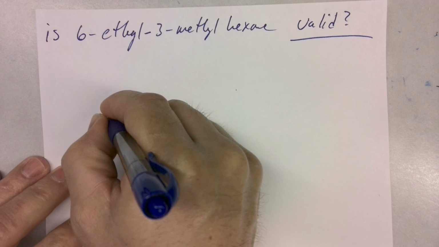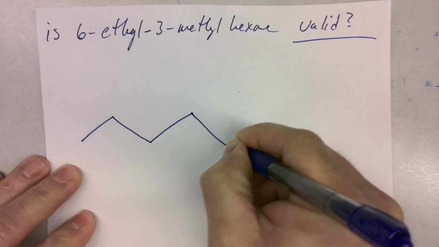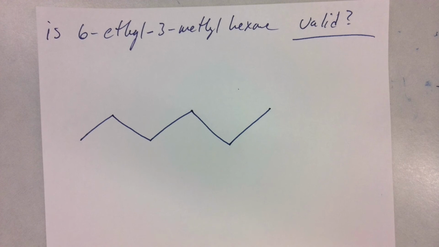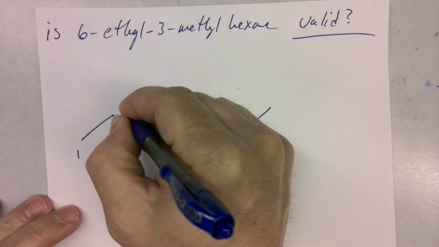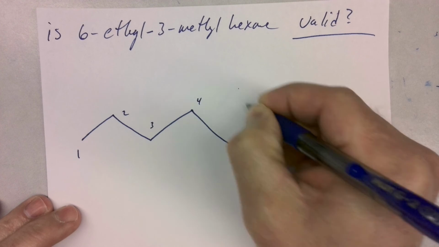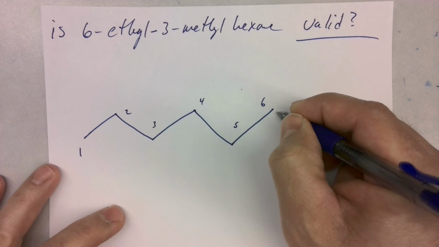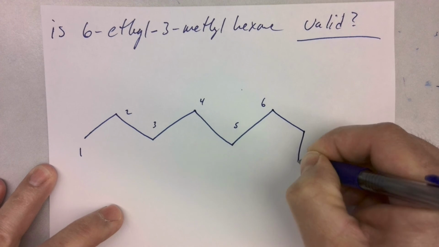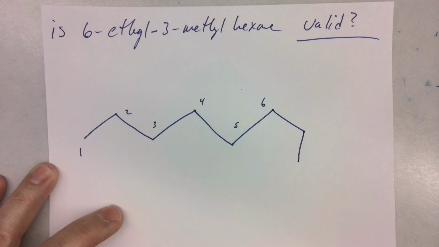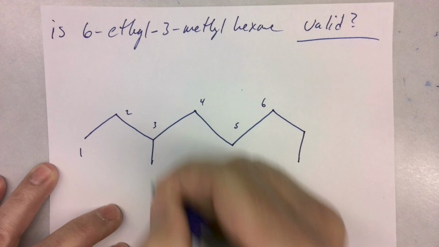I've got 1, 2, 3, 4, 5, 6. Okay, then what am I going to do? Branch. I'm going to branch. So at carbon 6, I would go 1, 2, 3, 4, 5, 6. At carbon 6, I'm going to draw an ethyl group, which could be like that, right? An ethyl group. At my 3, I'm going to draw a methyl group.